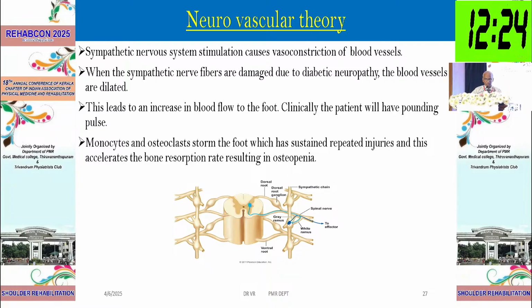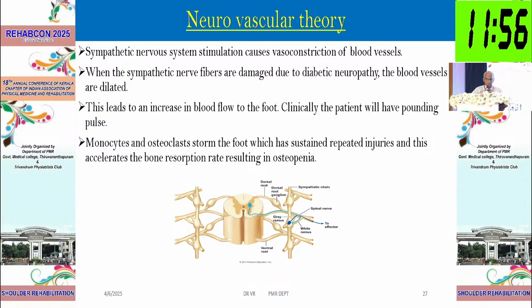In the lateral horn, you have the sympathetic neurons. The sympathetic nerves also pass through the same spinal nerve. So when the spinal nerves are affected by the peripheral neuropathy, the sympathetic fibers are also affected. The sympathetic nerve fibers contract the smooth muscles in the blood vessel. So when the sympathetic nerve fibers are activated, there will be vasoconstriction. In peripheral neuropathy, when the somatic nerves are affected, automatically the sympathetic nerve fibers are affected.